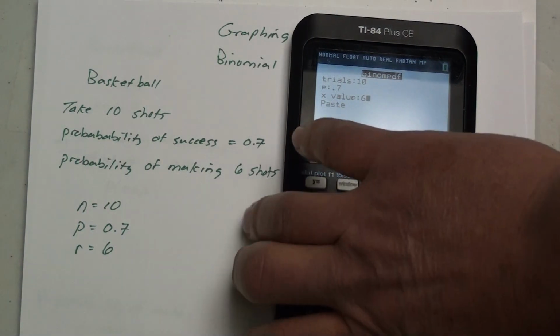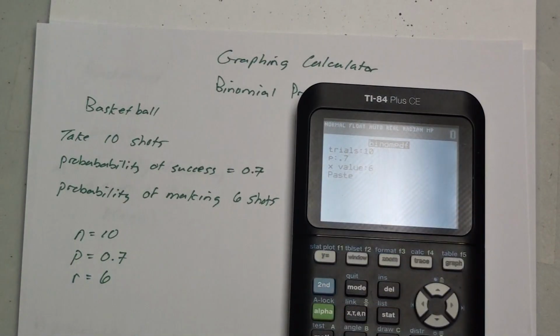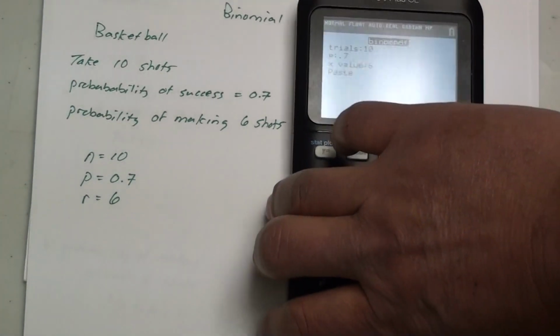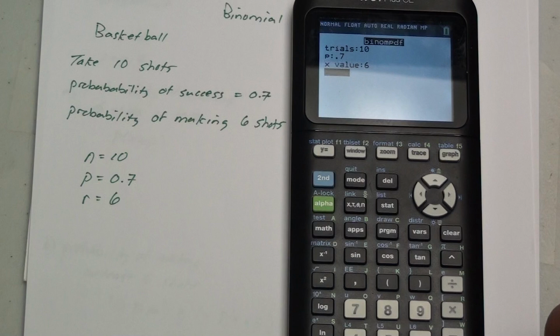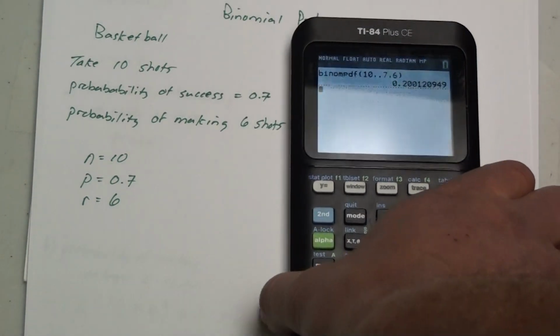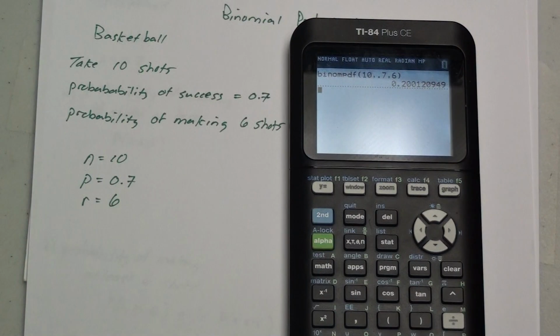Now this is on a TI-84 Plus CE. I'm going to go down to Paste, hit enter, and it tells me what to put in. I hit enter again, and it gives me my answer of about 20%, or 0.2.